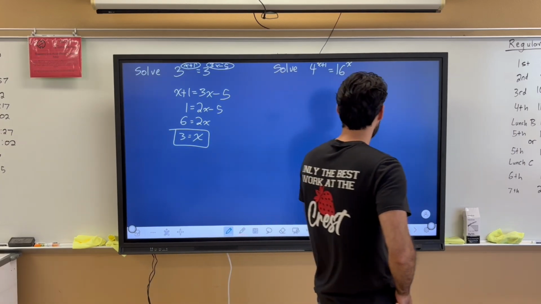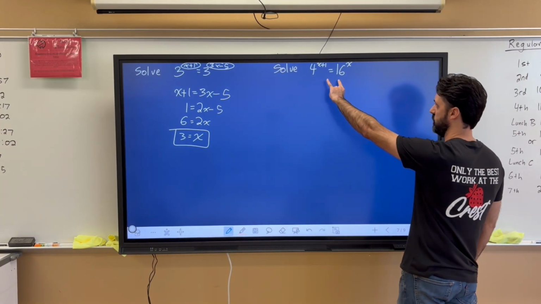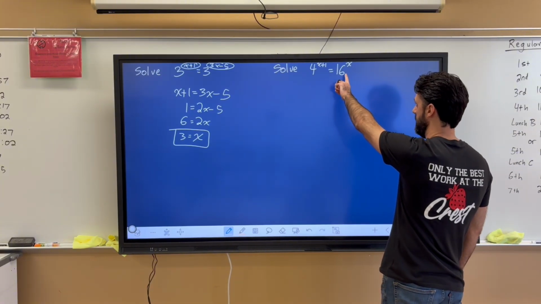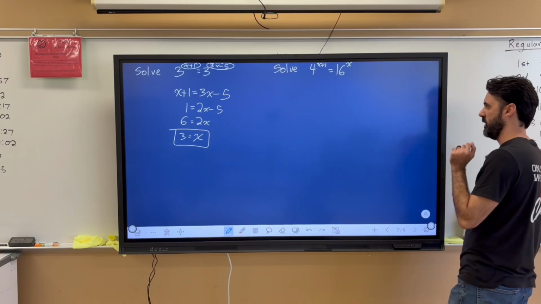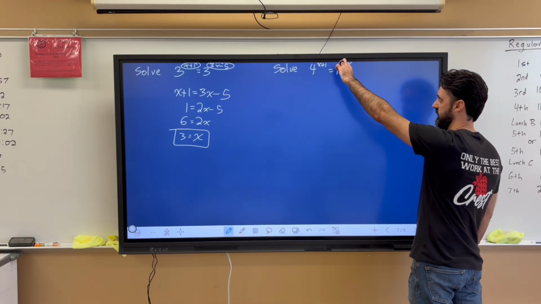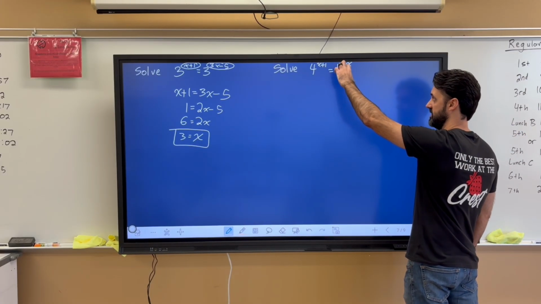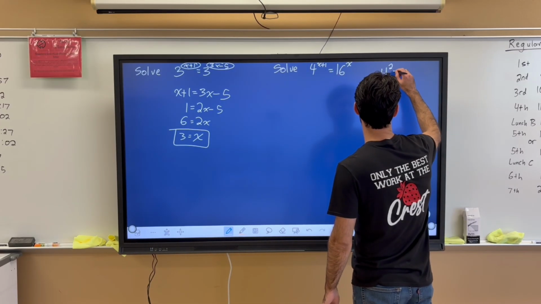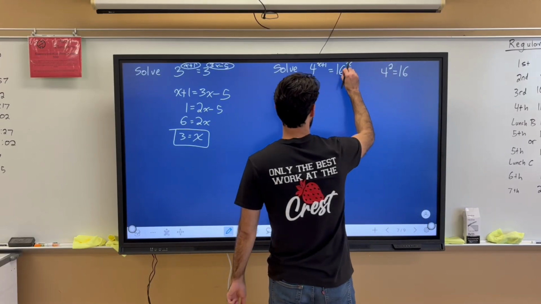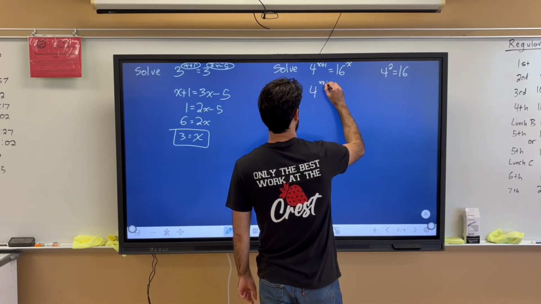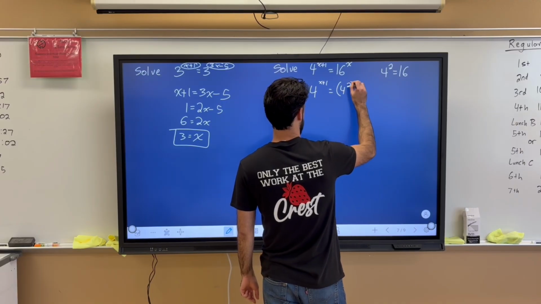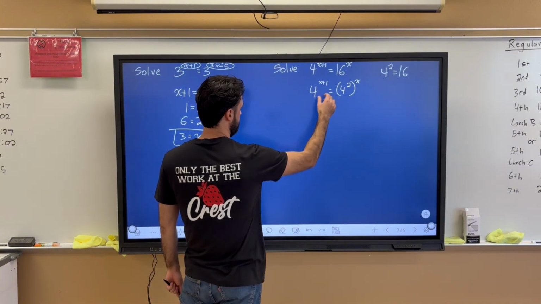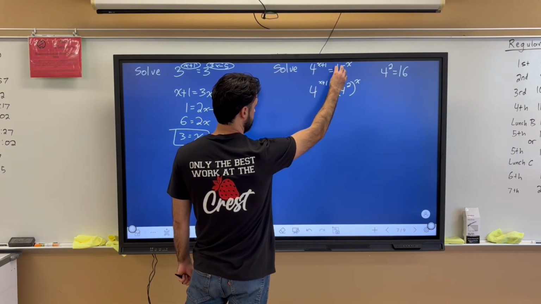Now, the next question, there are exponents on both sides, but they don't have the same base. And so what we're going to have to do here is make both of these have the same base. Typically the way we do that is by writing the bigger base as the smaller base. So we can use the fact that 4 to the second gives us 16, and we're going to rewrite 16 as just 4 to the second here. The smaller base, we're just going to leave alone. The bigger base I'm going to write as 4 squared.